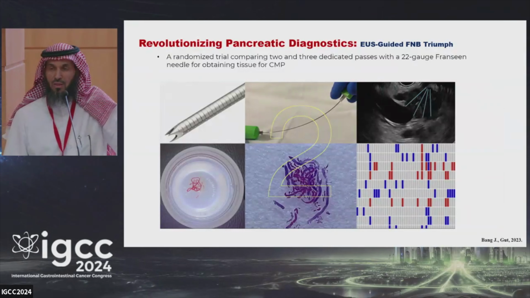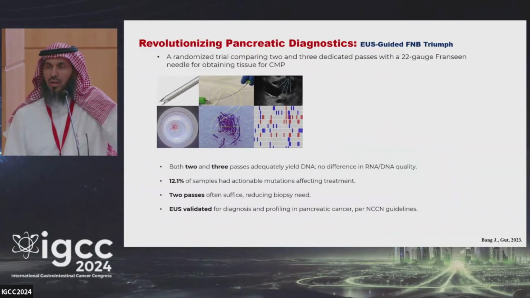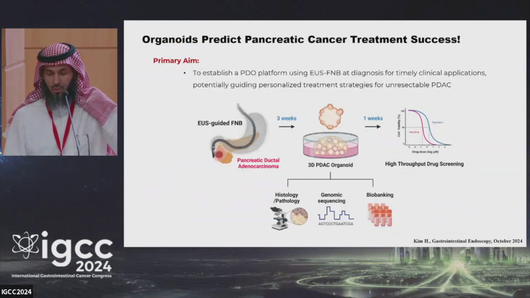Beyond the tissue, there is also the molecular profile, which is very important nowadays. This is a randomized trial performed in Orlando. It gave us 2 passes and 3 passes, which is very important to have enough quality of DNA and RNA. As you see here, almost 12% can affect the management of mutations, where you have positive mutations. Also, 2 passes is enough to have enough tissue. I think EUS is evolving, taking the tissue, sampling, and also performing a lot of molecular studies is very important.